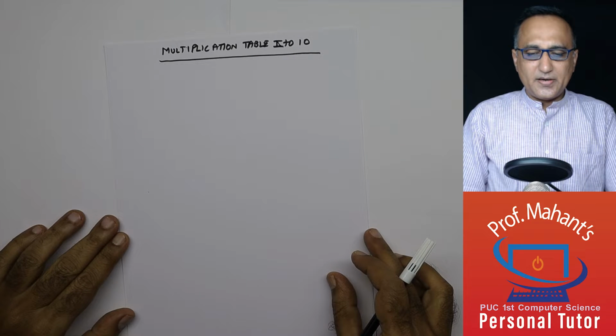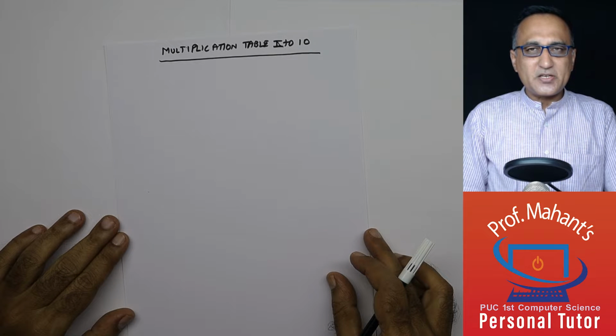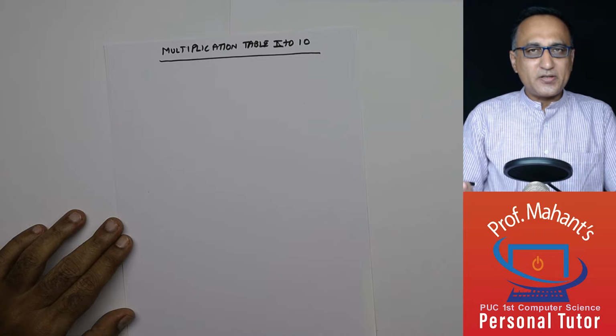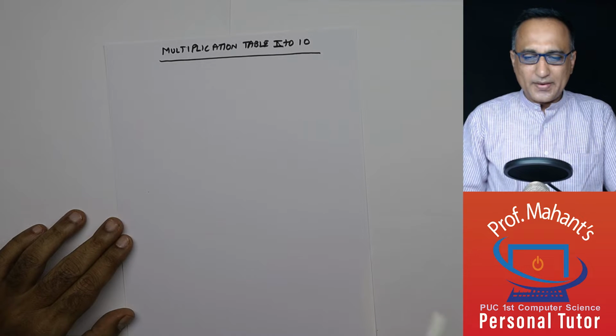Let us try to print the multiplication table for any input number from 1 to 10. So what I am saying is, if the input number is 2, it should say 2 into 1 is 2, 2 into 2 is 4, 2 into 3 is 6, all the way till 2 into 10 is 20.